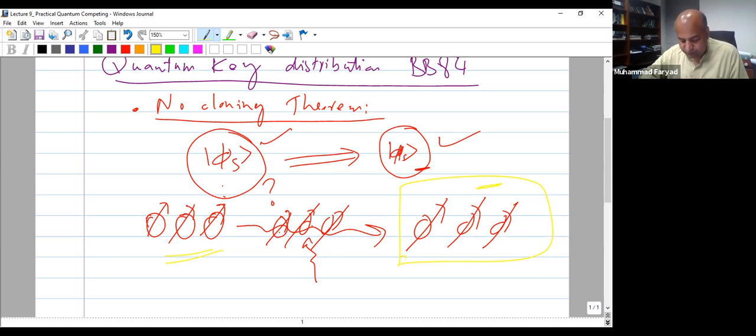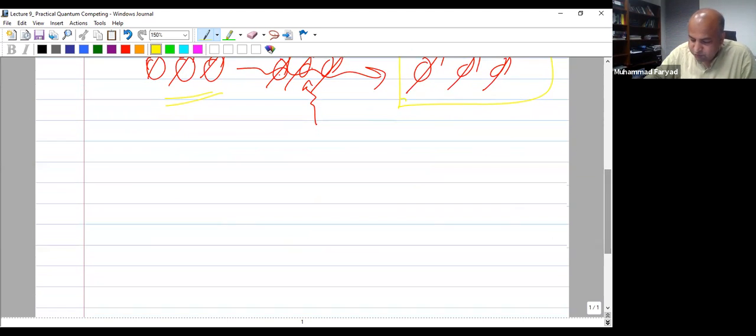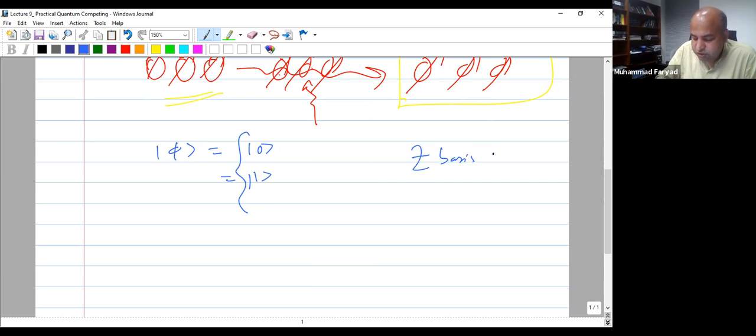Okay, so this is basically the basic principle, and let me describe one more thing before I describe the BB84 protocol. If I have a qubit state, let's say either 0 or 1, and I try to measure this state in the Z basis, so the Z basis is the 0 and 1 basis.